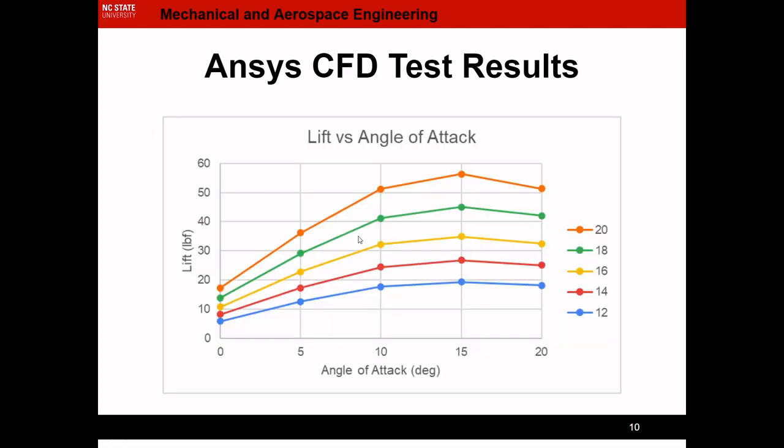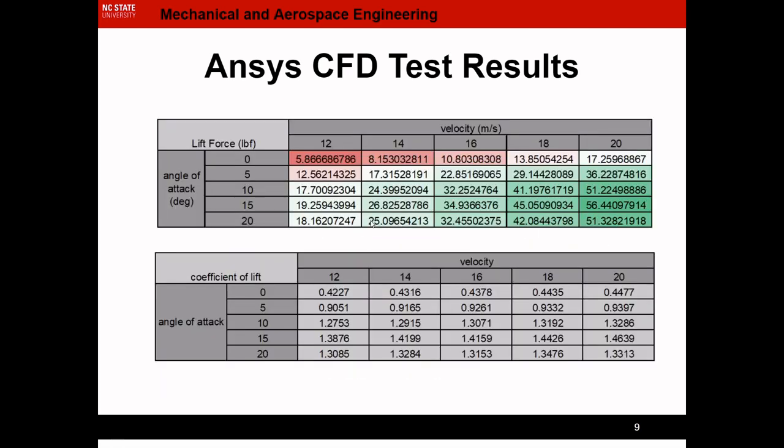And then the second table is showing the coefficient of lift. As you can see, the values are pretty consistent across the rows, which shows that velocity doesn't play any role in coefficient of lift, which is what we expect.